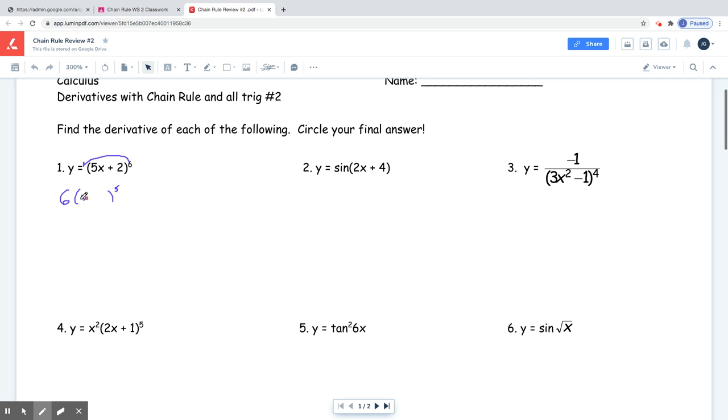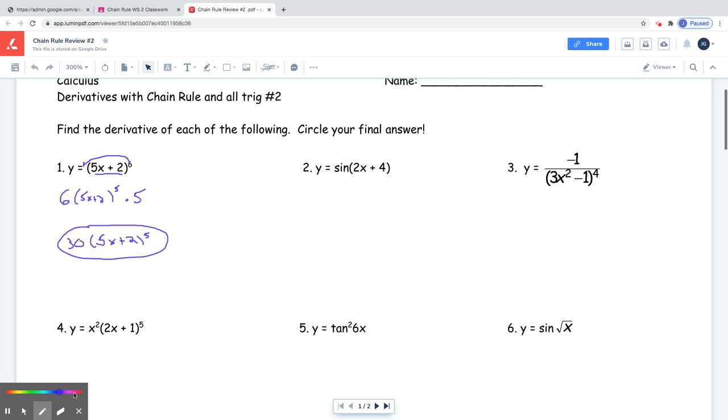We keep the inside the same, so we have 5x plus 2. And then we multiply by the derivative of the inside. The derivative of 5x plus 2 is 5, leaving me with just multiplying 5 times 6, and I get 30 times the quantity 5x plus 2 to the 5th power. And there's my answer.